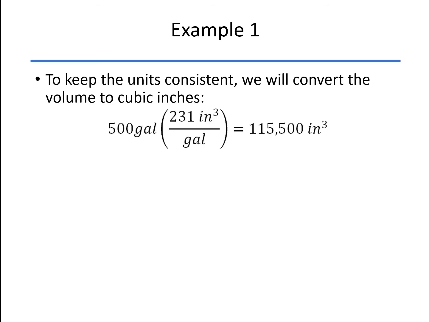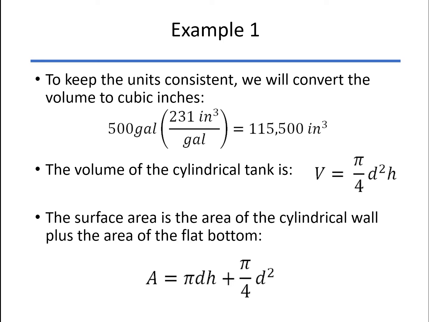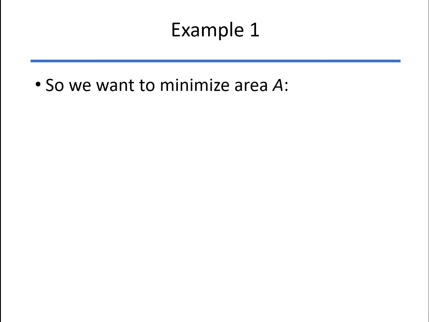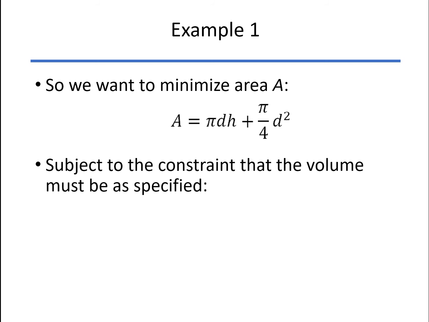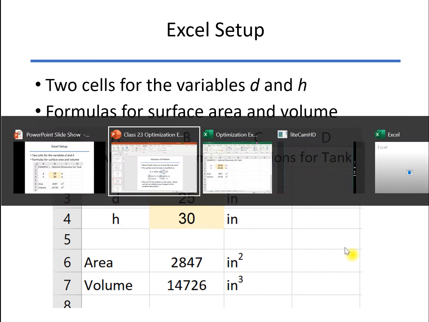First of all, just converting 500 gallons to cubic inches, it's 115,500. Here's the equation for the volume of the cylindrical tank. It's the area, pi over 4 d squared, times the height. And the surface area, pi dh, is the surface of the cylindrical wall, and the flat bottom is pi over 4 d squared. So we want to minimize the surface area, subject to the constraint that the volume is 115,500 cubic inches by changing the independent variables d and h. Okay, I'm going to switch over to Excel now.